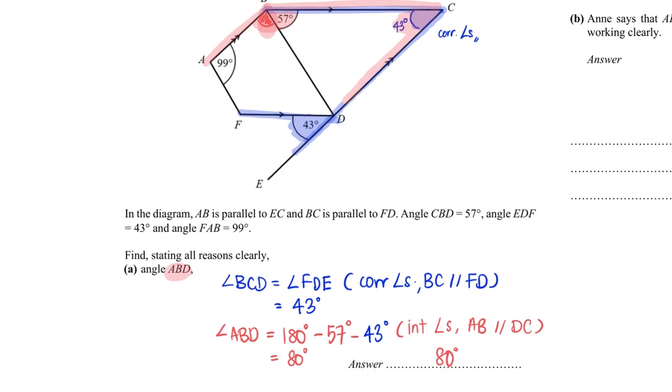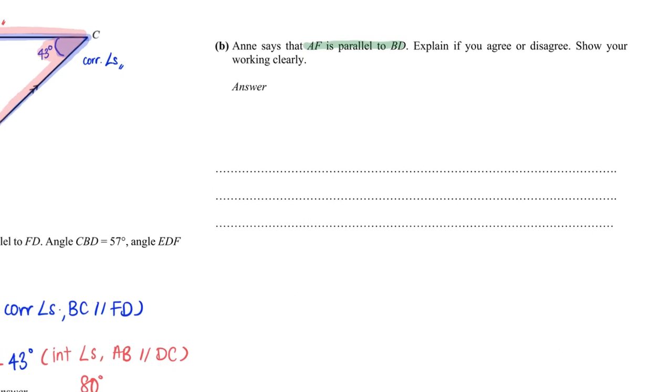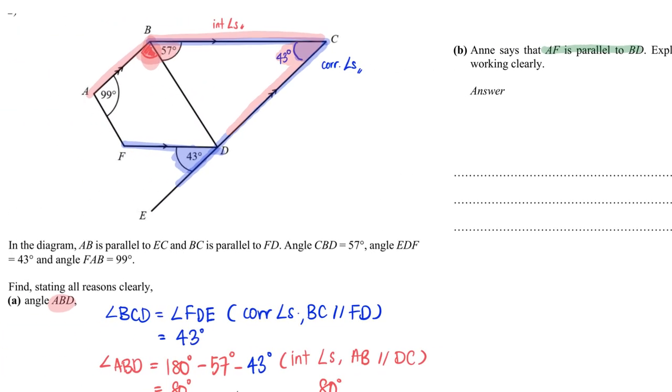For the next question, Annie says that AF is parallel to BD. She claims this. Would you agree or disagree? And please do show your working. So let's take a look at these two lines, shall we? Where we have AF and BD. Now that we have found out that angle ABD is 80 degrees.